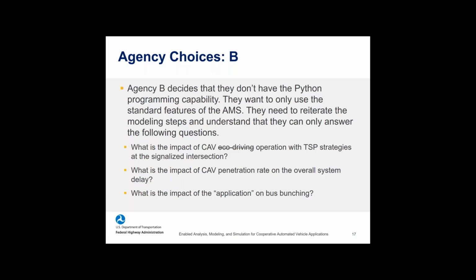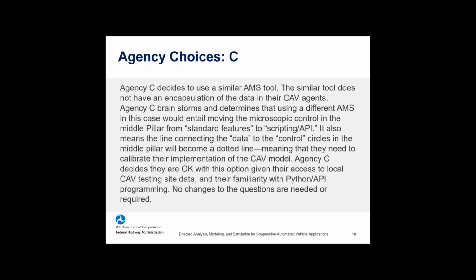If not, then they know that they need to get somebody, a consultant or something, who would be able to do that API part. What is the impact of CAV penetration is not going to change whether you do that API or not, and what is the impact of the application on the bus punching. I'm putting application in between quotation marks here just to say that your application now is different. It's not what it used to be.